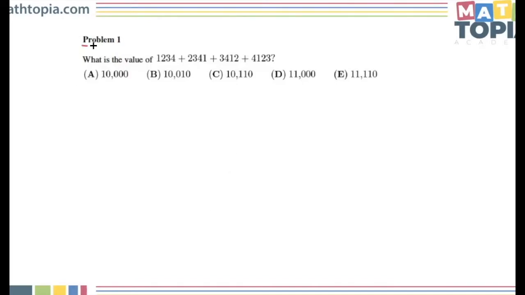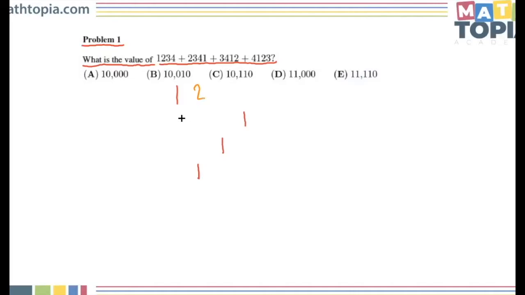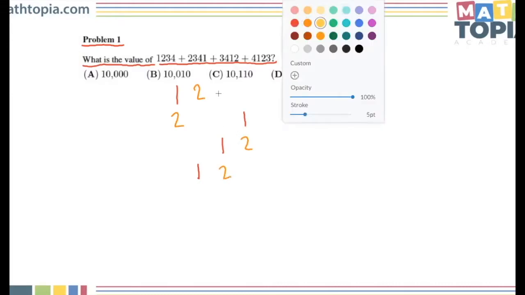So we start off with problem 1. It's asking, what is the value of this sum of four numbers? It's just a sum of four-digit numbers, but you can save a bit of time by noticing the following. For example, the digit 1 appears here, and then here, and then here, and then here. It kind of cycles, right? The same thing happens for all the other digits. They're just staggered behind by 1, or ahead by 1, or behind by 2, right? So it looks like this, right?